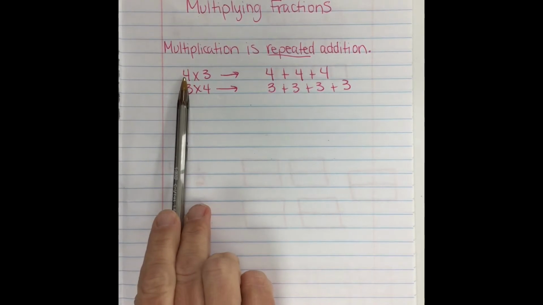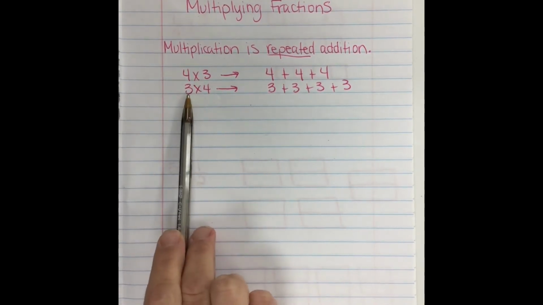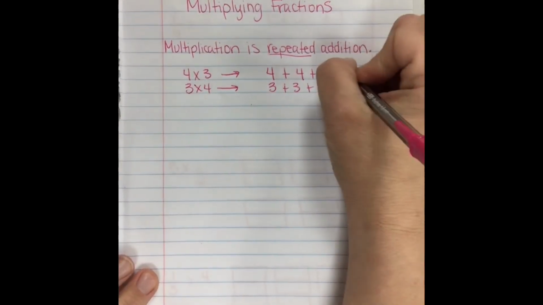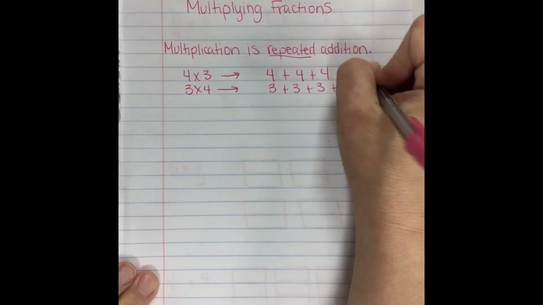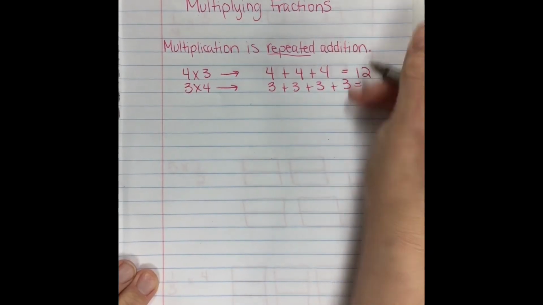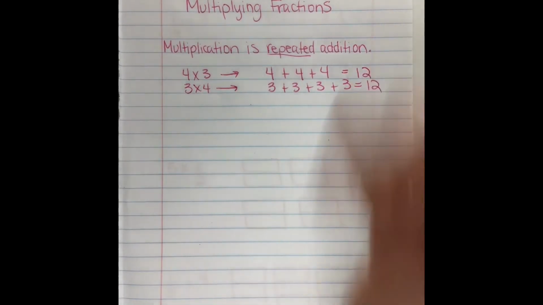So I picked the number 4. I wrote it 3 times. I added it 3 times. And then I picked the number 3 and I added it 4 times. But either way, I'm going to get the same answer. 4 plus 4 is 8, plus 4 is 12. 3 plus 3 is 6, plus 3 is 9, plus 3 is 12. Because I know 3 times 4 is 12.